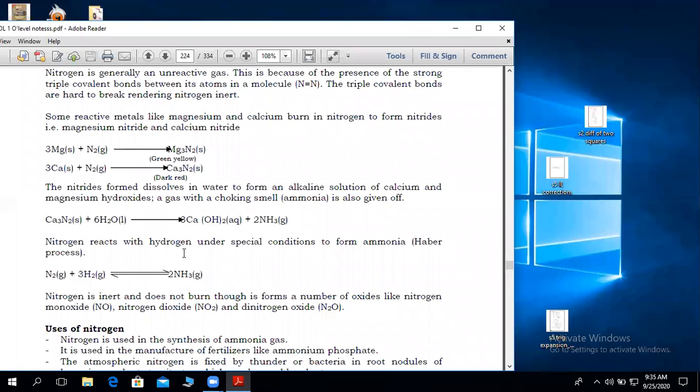Take note of that. So we have been looking at chemical properties of nitrogen. The other chemical property of nitrogen is that it reacts directly with hydrogen to form ammonia. We shall still look at this when we look at ammonia, under suitable, special conditions. And we are saying the process is named the Haber process.